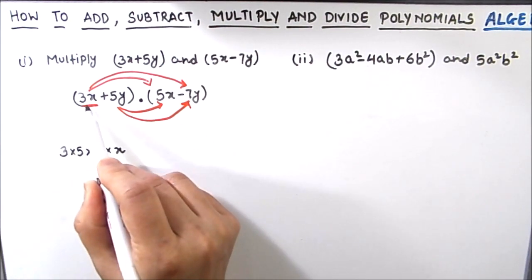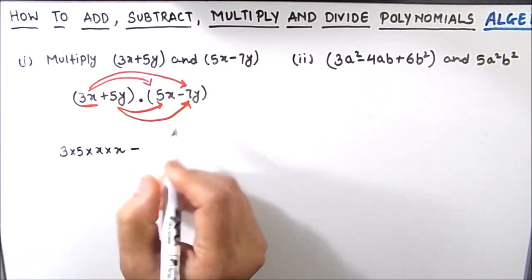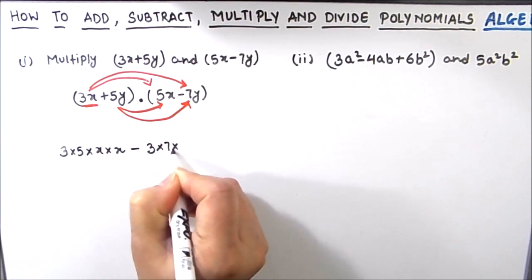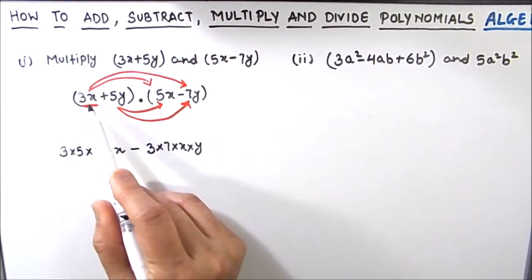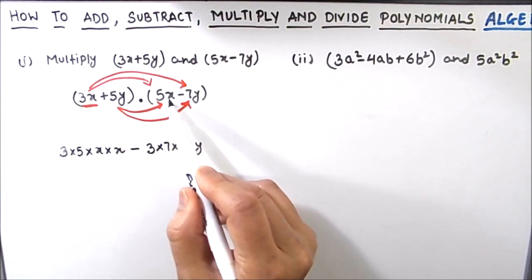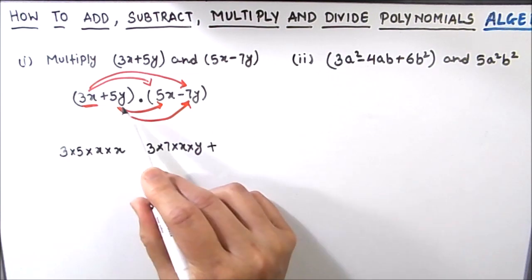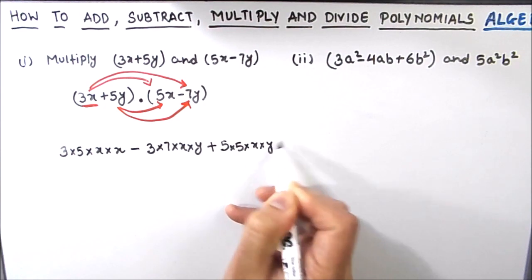Then we'll multiply 3x with negative 7y. So there will be a negative sign and 3 times 7 times x times y. So we have multiplied 3x to both the numbers. Now we will multiply 5y to 5x. Plus 5y is there, so a plus sign will come, and 5 times 5 times x times y.